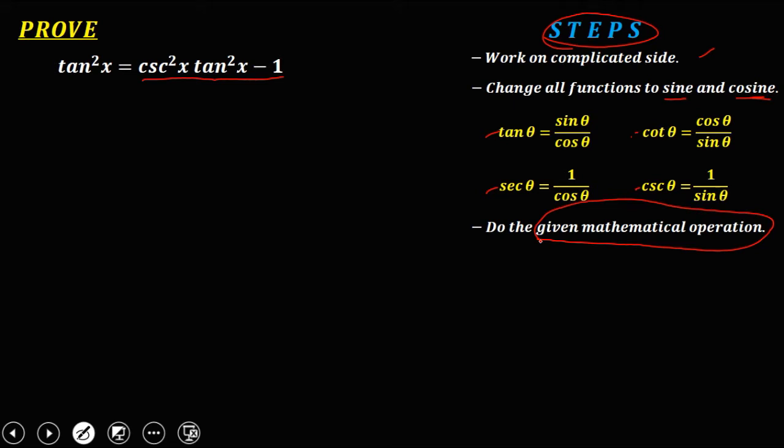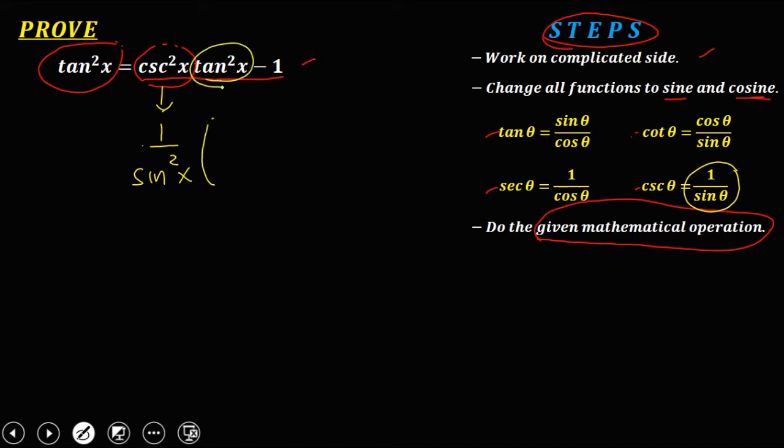So again, since we're going to work on this side to make it equal to tangent squared x, we're going to change everything to sine and cosine. So we have this cosecant squared. Since cosecant is equal to 1 over sine, and cosecant is squared, this is 1 over sine squared x times this tangent, which is sine over cosine, but since tangent is squared, this becomes sine squared x over cosine squared x.